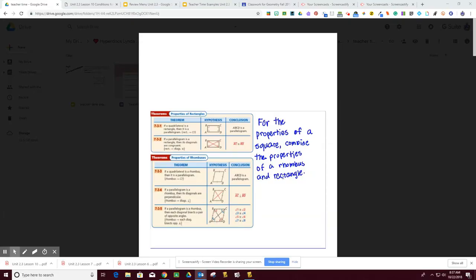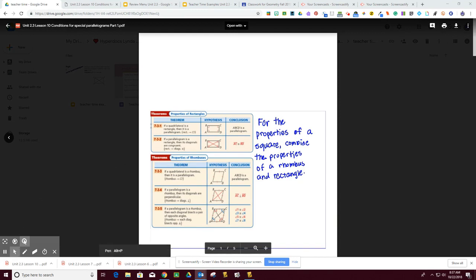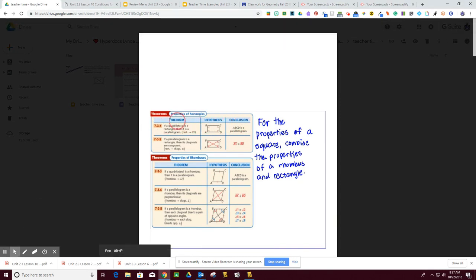So today's lesson is conditions of parallelograms, and I want to bring to your attention this right here. This summarizes, and is in your lesson, the properties of rectangles, the properties of rhombi, and also remember that a square is a rectangle plus a rhombus. So for the properties of a square, combine the properties of a rhombus and a rectangle. There's the rectangle and there's the rhombus. And remember that all of them are a parallelogram.